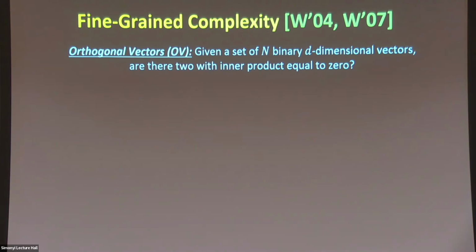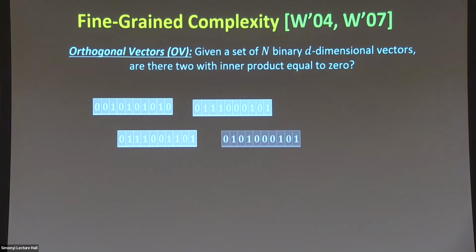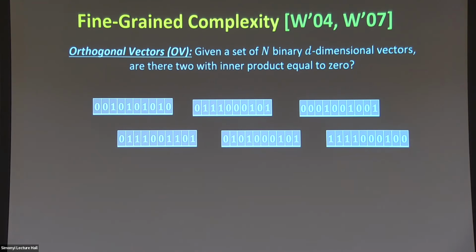So one of the problems is orthogonal vectors. I give you a set of n binary d-dimensional vectors, and my inner product is over the integers. I want to know if there's 2 with inner product equal to 0. For example, if I give you these vectors here, here we have an orthogonal pair. There's no component where they both have a 1. So they're disjoint. You can think of them as disjoint vectors.